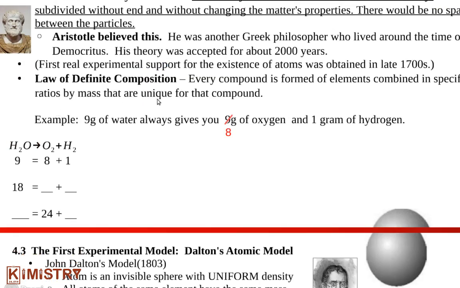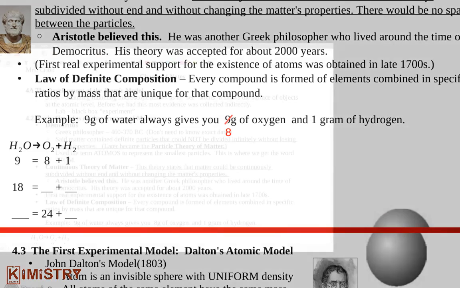The law of definite composition says that every compound is formed of elements combined in specific ratios. Ratios like 2 girls to 1 boy, that's a 2-to-1 ratio. So that's all it's saying, that there's a ratio of masses. Remember, mass is grams. So here's water, and if every 9 grams of water gives you 8 grams of oxygen and 1 gram of hydrogen, that's the ratio. It's a 9 to 8 to 1 ratio.